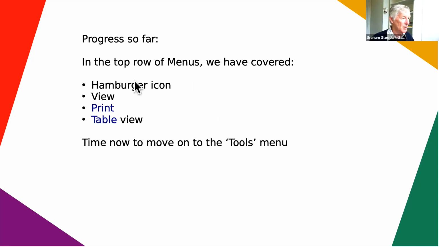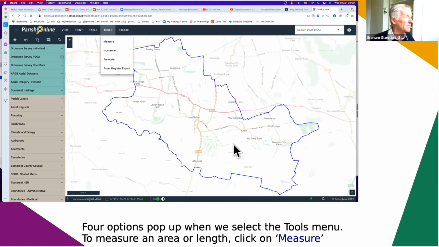So just to recap where we've gone to, we've done the first 4 menu items. The next one is tools. So under tools, oh, look at that, asset register export. There it is. So we're actually going to cover it for you here. I'm so clever. All right.